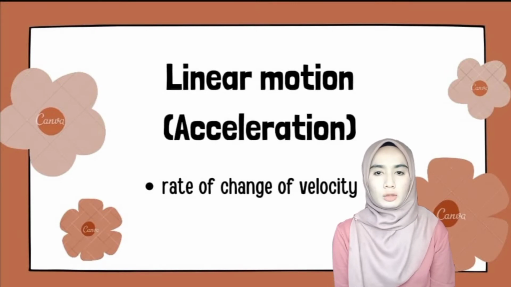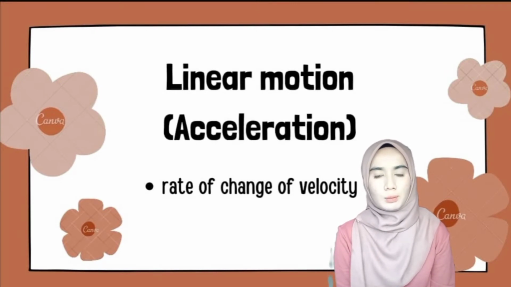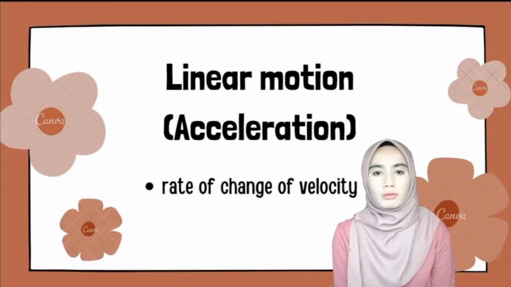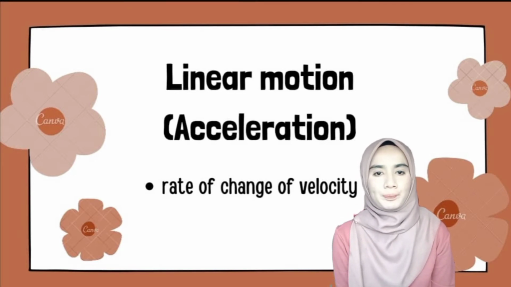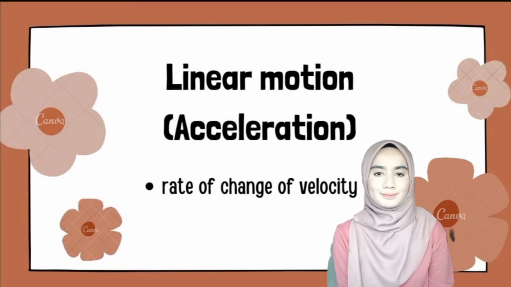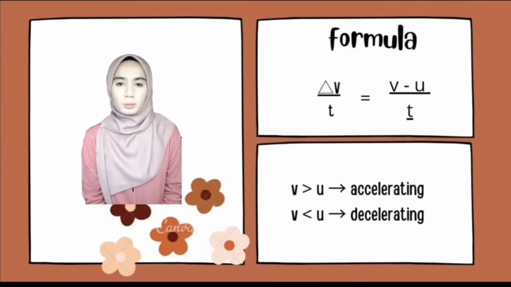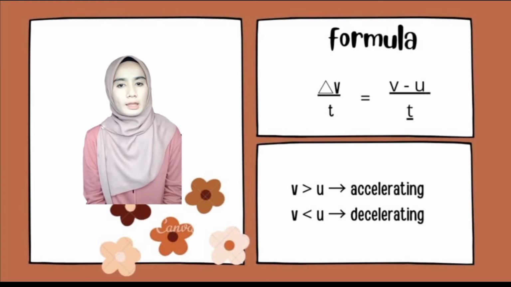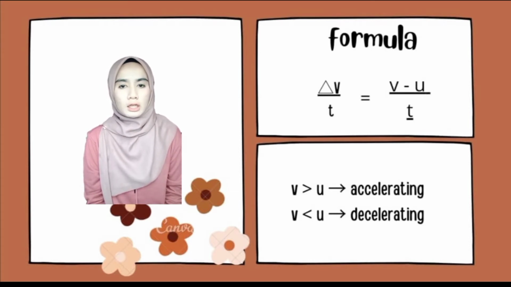I will explain the topic of linear motion under the subtopic of acceleration. What is acceleration? We know that when a car is going faster and faster, the car experiences acceleration. Therefore, we define acceleration as the rate of change of velocity. The formula is the change of velocity v over time, or you can write it as the final velocity v minus the initial velocity u, over time.